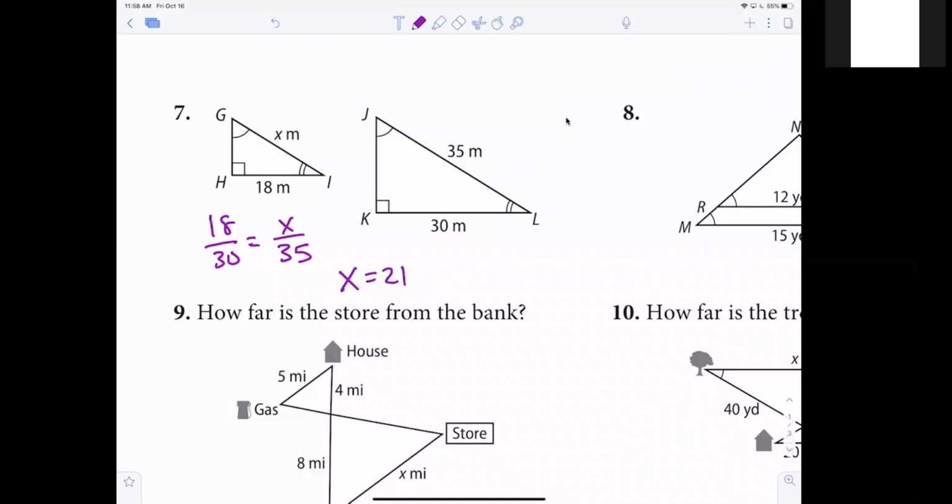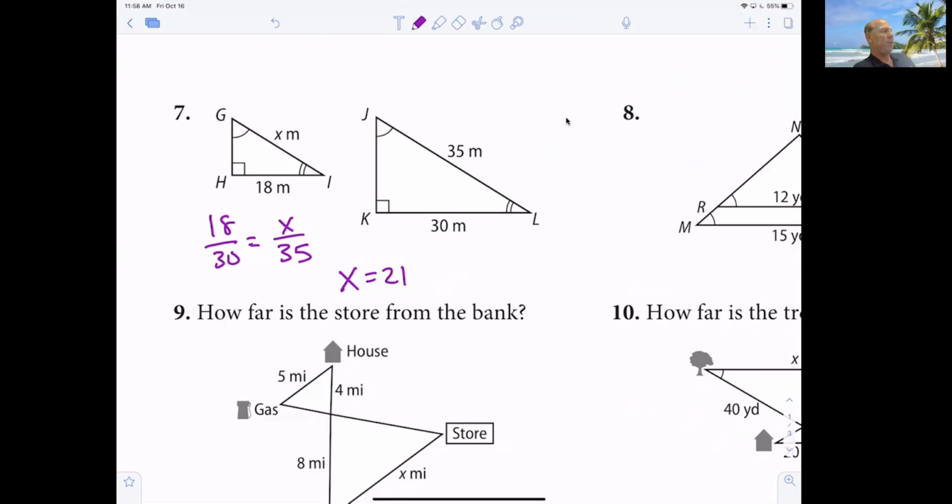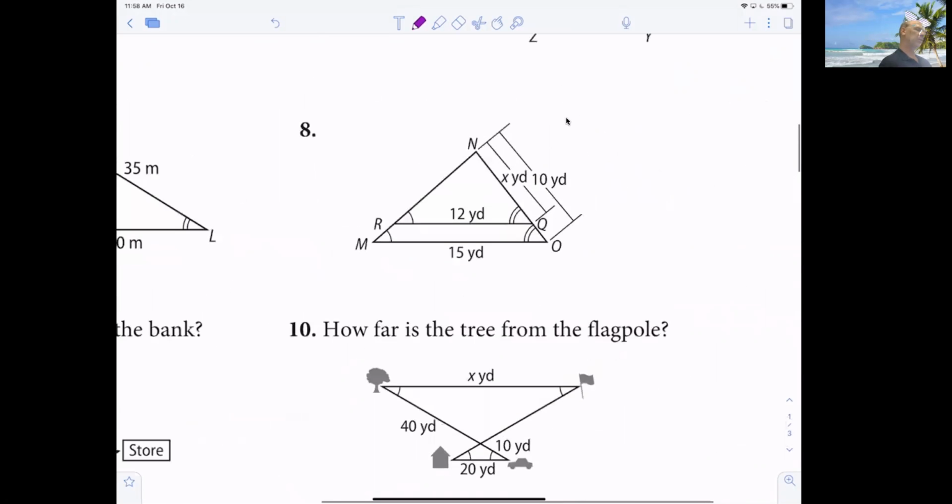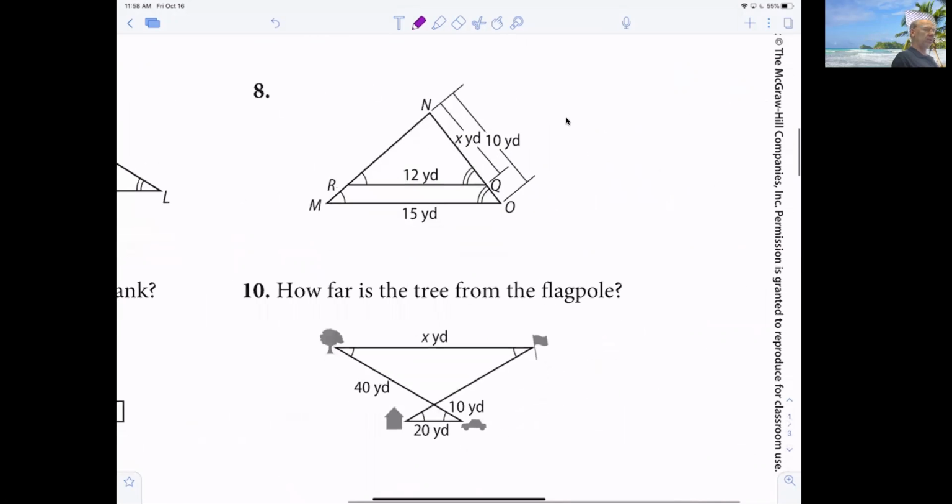Yes. All right. Set up number 8 now. Number 8's a little bit tricky. Let's see if Cole is up for the task here. Cole, what are we doing? So it would be 12 over 15. I like it. 12 over 15 is equal to X over 10. Thank you very much. X over 10. Anybody, that's the hard one. Sometimes they have triangles that overlap.